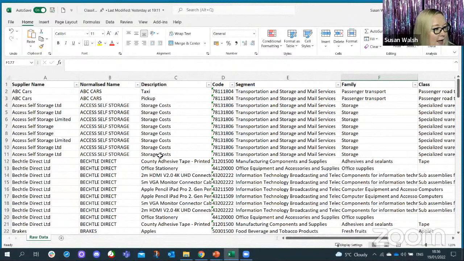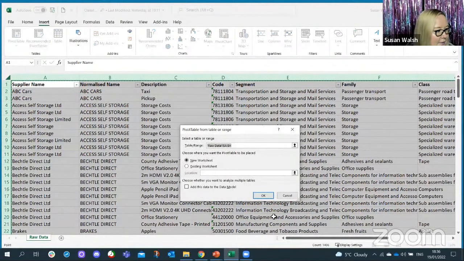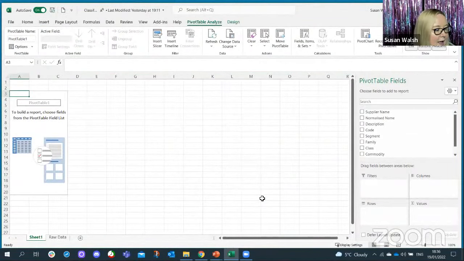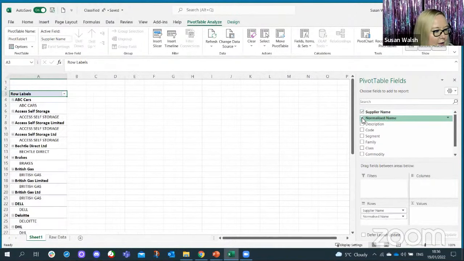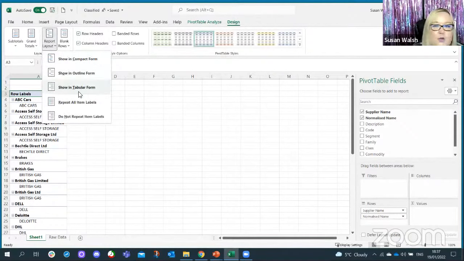So first of all, I'm going to create a good old-fashioned pivot table. So let's do that. And the first thing that I'm going to do is, if I have normalized my suppliers, I want to check that they're okay. So I'm going to have a look at supplier name and normalized name. And the first thing I'm going to think is, well, this is not helpful for me at all. So the next thing I'm going to do is go to the design tab, and go to report layout, and choose tabular form.